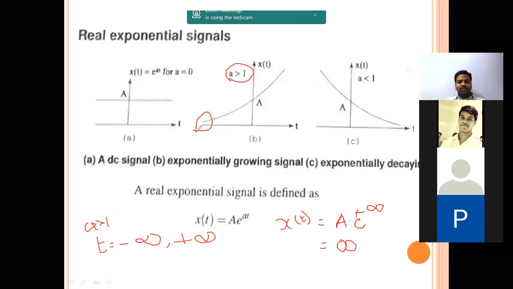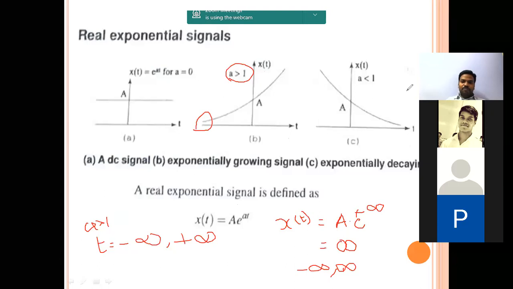If we consider the case A greater than 1 and start our graph from T is equal to minus infinity, obviously your graph starts from 0 and keeps on increasing up to T is equal to infinity. So you will get a signal which is defined from minus infinity to infinity. That is why it is an exponentially growing signal. This is quite opposite to that of this one.